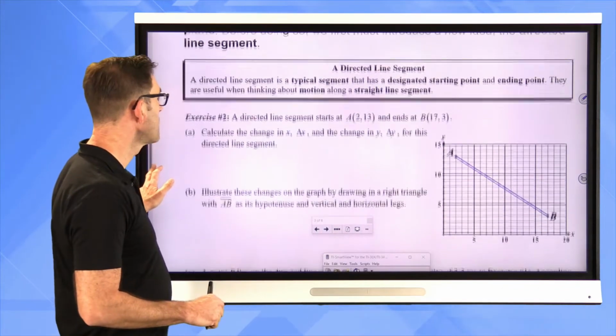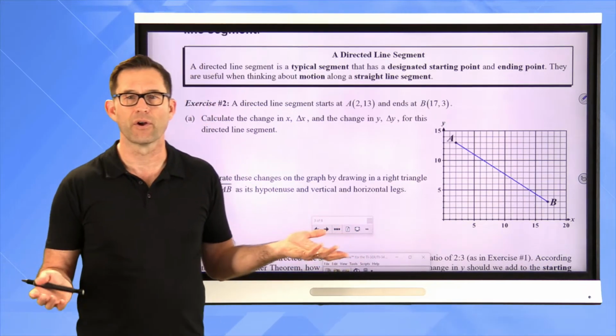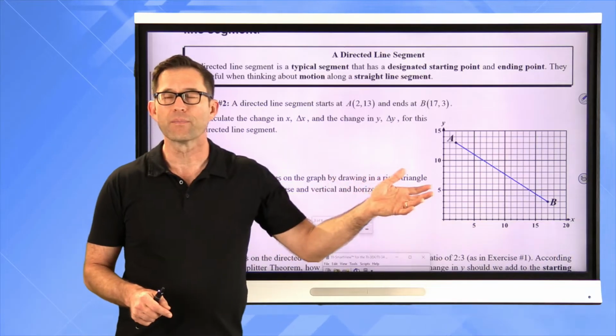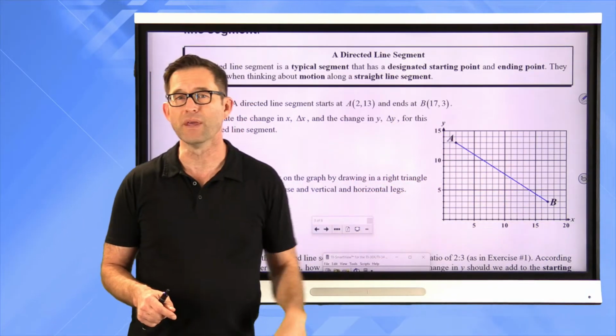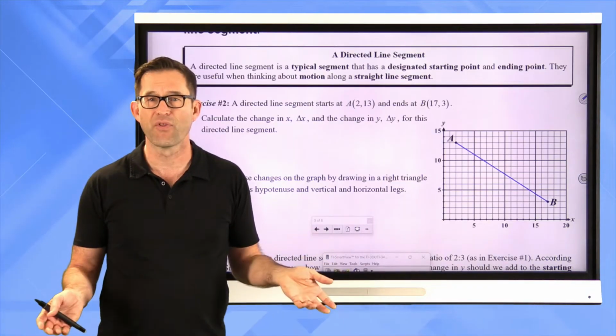So let me bring this up to the top. A directed line segment is a typical segment that has a designated starting point and ending point. They are useful when thinking about motion along a straight line segment. Let me be very clear about this. Normally, when we have, let's say, segment AB, segment AB and segment BA are the same thing.